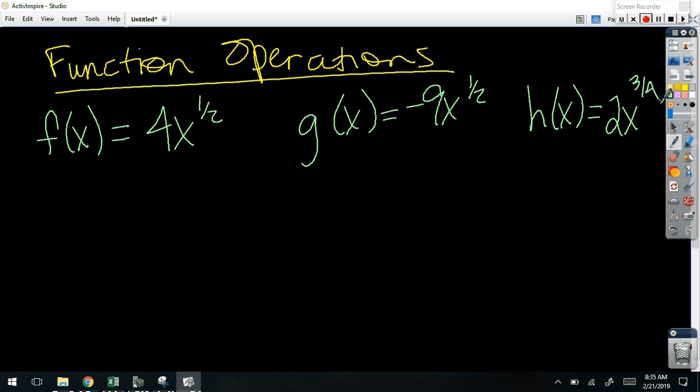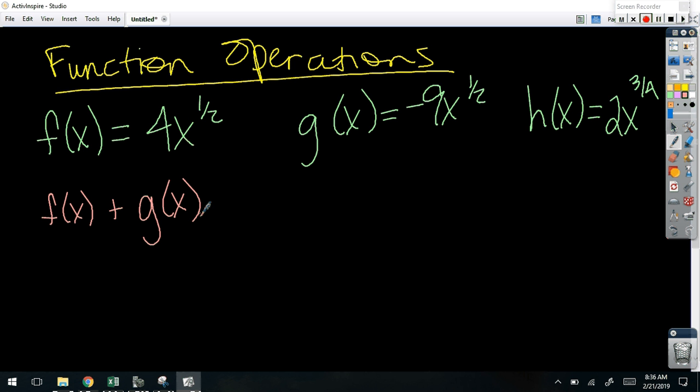All right, so let's start with addition. First, if we're adding, what I mean is I will define some functions and then I'll say, what is f of x plus g of x?